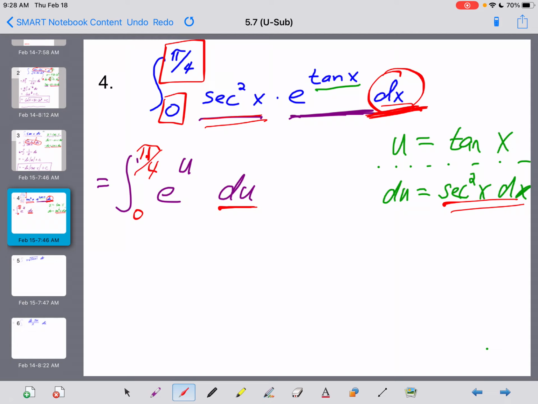because those were x values. What I now need are u values. So here's the way we're going to get around that.